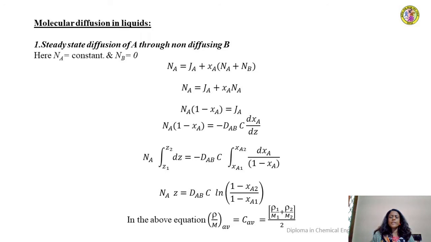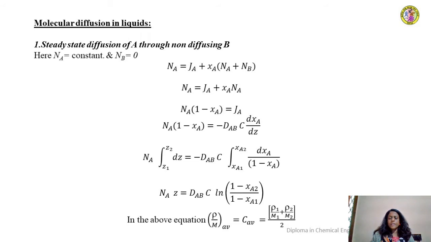Here, we can make one more change to the equation. The average molar concentration of the given solution, that is C, can be written in terms of the average ratio of density to molecular weight of the solution. So this is how we can express the total concentration in the case of liquids. C average is the total average concentration of the solution between locations 1 and 2, which can be written in terms of rho by M average, which is equal to rho1 by M1 plus rho2 by M2, whole divided by 2.